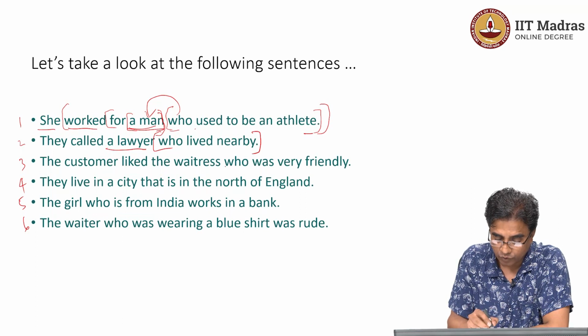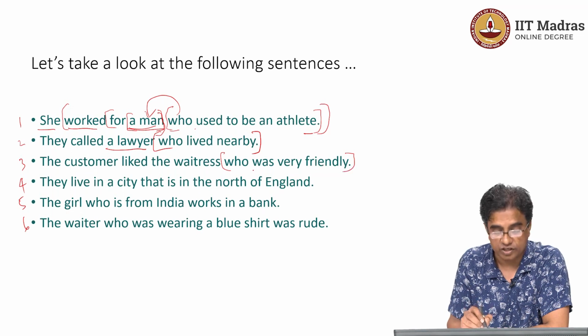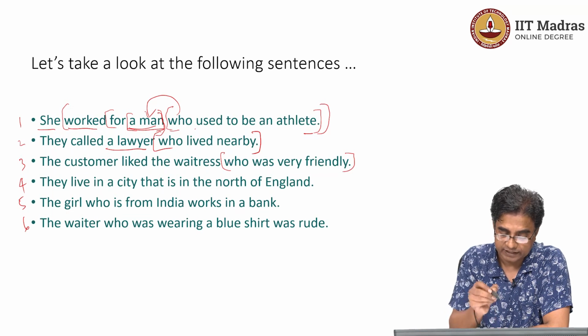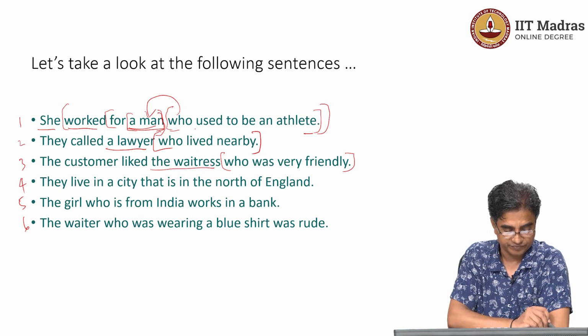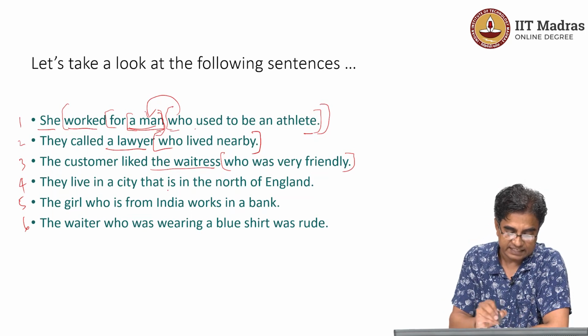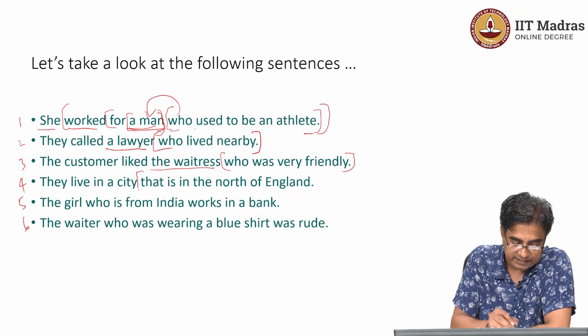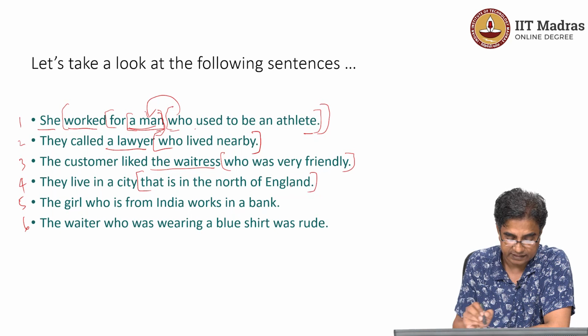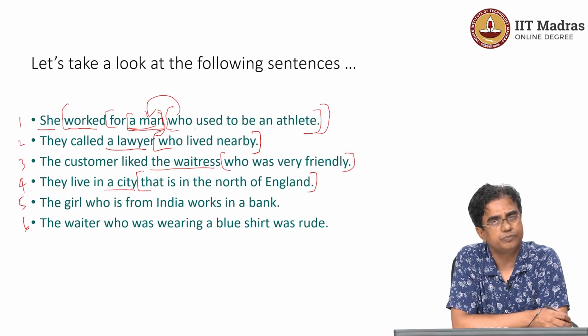"Who was very friendly" is a relative clause and it is modifying the noun the waitress. They lived in a city that is in the north of England. "That is in the north of England" is a relative clause and it is modifying a city. Should be simple.